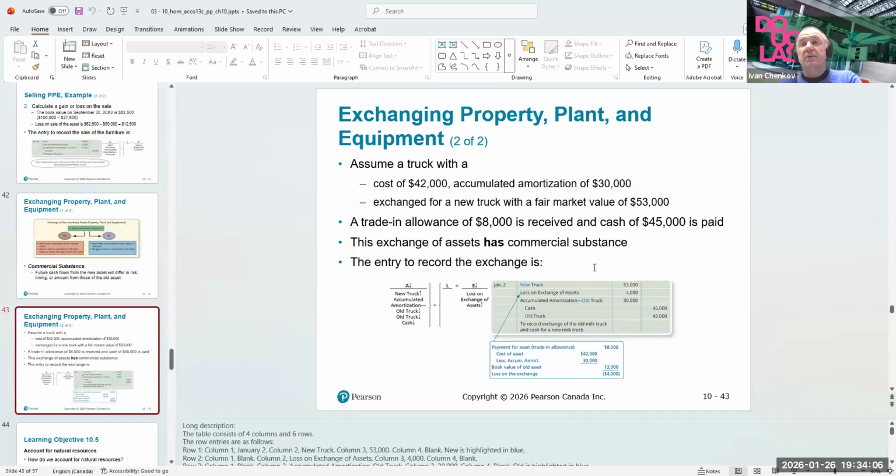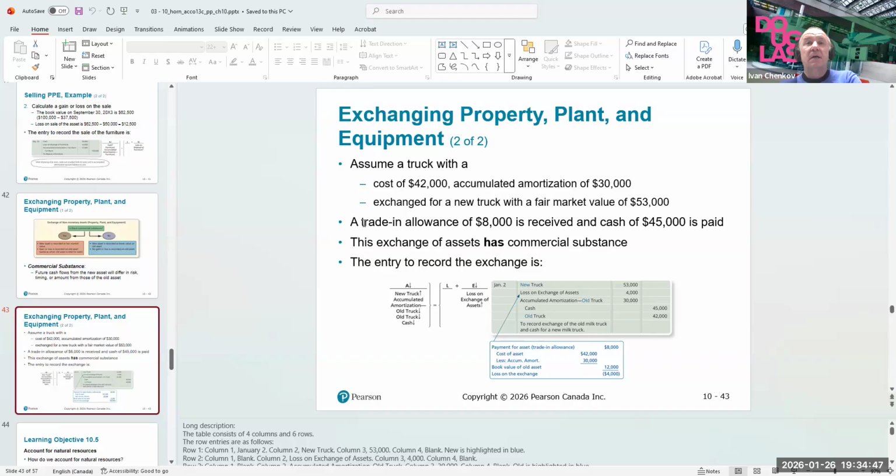So let's see this question here. Assuming that the truck with a cost of 42,000 and accumulated amortization of 30,000 is exchanged for a new truck with a fair market value of 53,000. The trade-in allowance is $8,000. So that means we get $8,000, and for the cash, we're paying only $45,000. We're not paying 53, we're paying only 45. What does that mean to us?